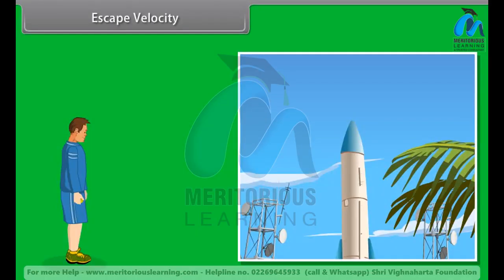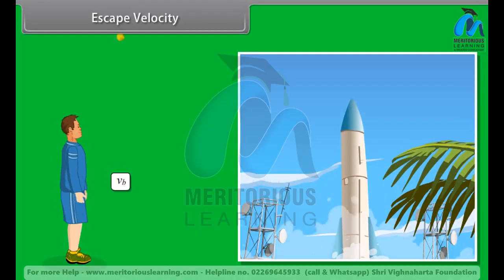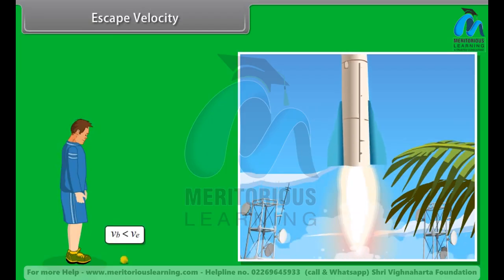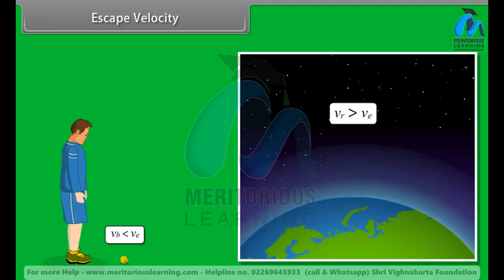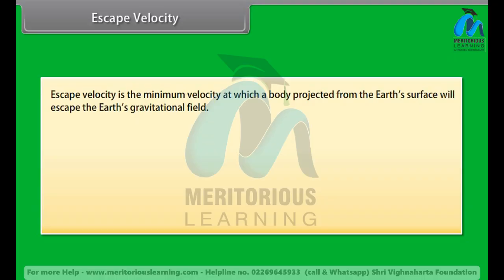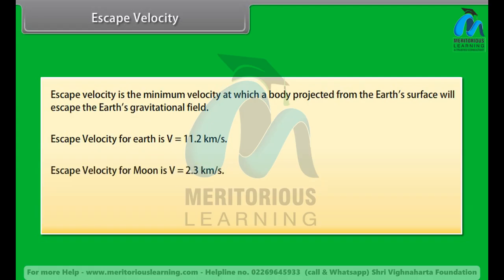Escape velocity. Can we throw an object with such high initial speed that it does not fall back to the Earth? Yes, if we throw an object with escape velocity, it does not fall back to the Earth. Escape velocity is the minimum velocity at which a body projected from the Earth's surface will escape the Earth's gravitational field. Escape velocity for the Earth is v is equal to 11.2 km per second. Escape velocity for Moon is v is equal to 2.3 km per second.